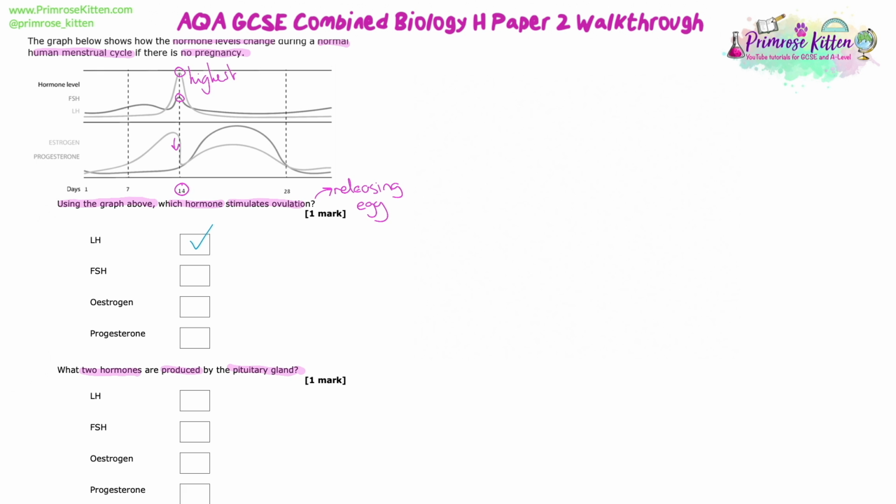What two hormones are produced by the pituitary gland? Okay, well, estrogen, we should know, is released by the ovaries, and so is progesterone. They are both released by the ovaries as their gland that secretes them into the blood. So the other two are released by the pituitary gland, LH and FSH.